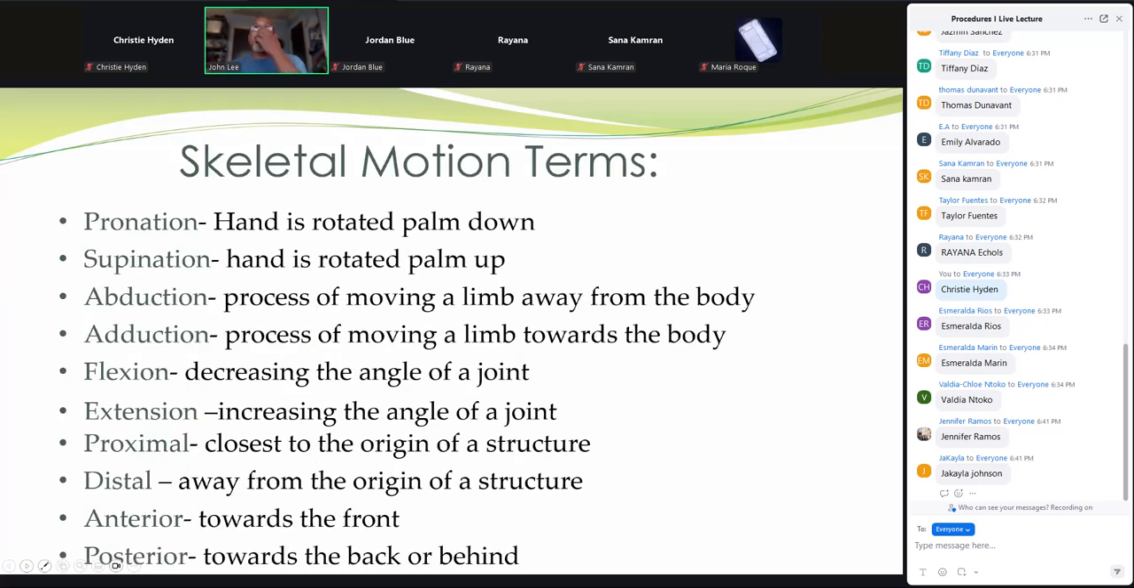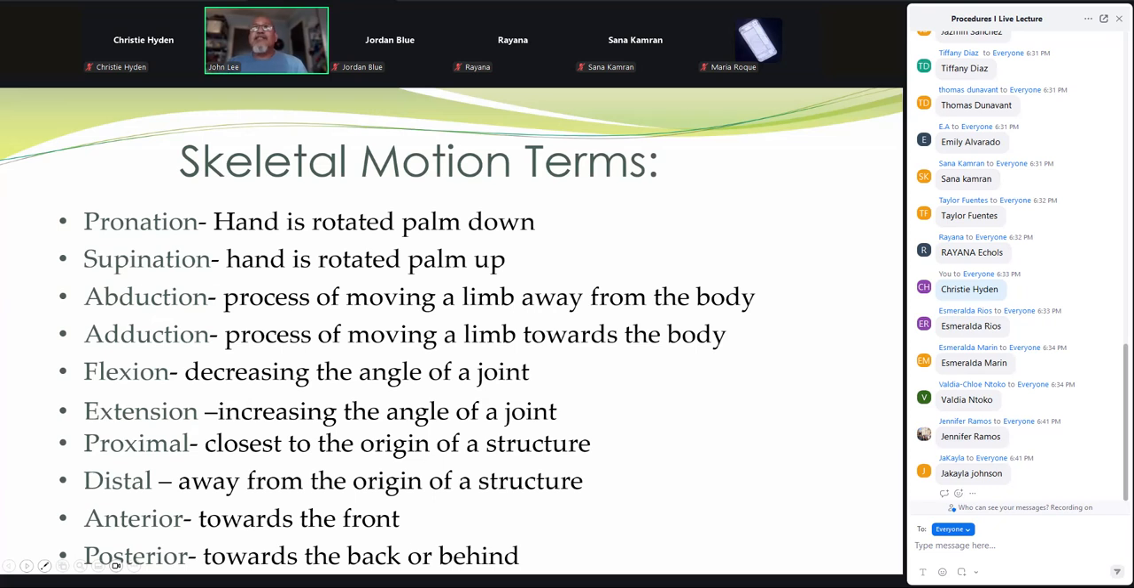Skeletal motion terms. Pronation, the hand is rotated palm down. Supination, the hand is rotated palm up. Abduction, we move the limb away from the body. It's being abducted from the central midline. Adduction is when we move it towards the body.